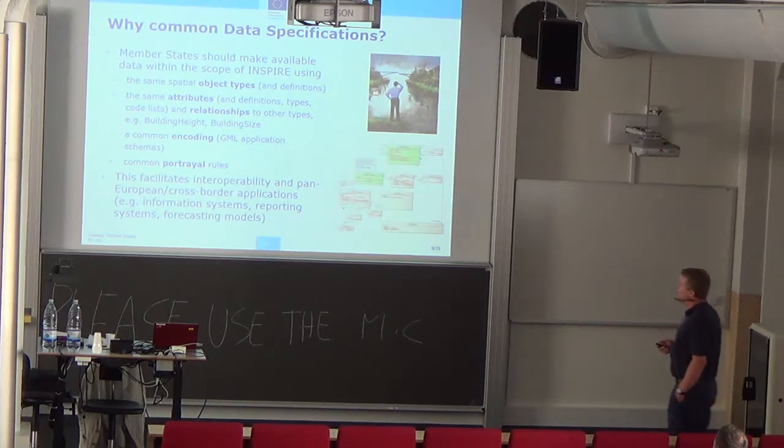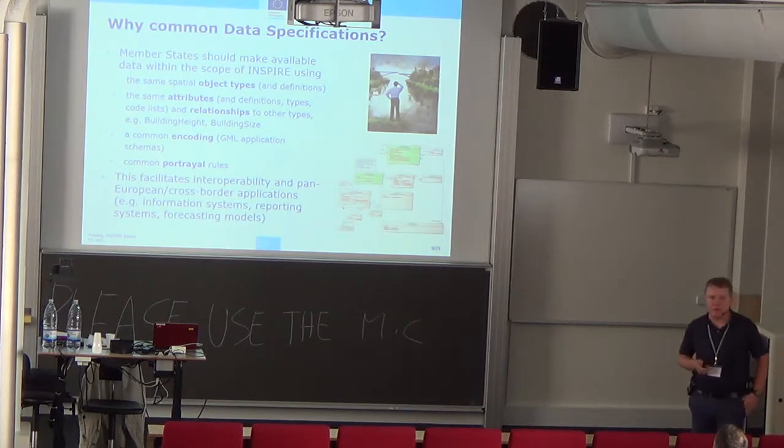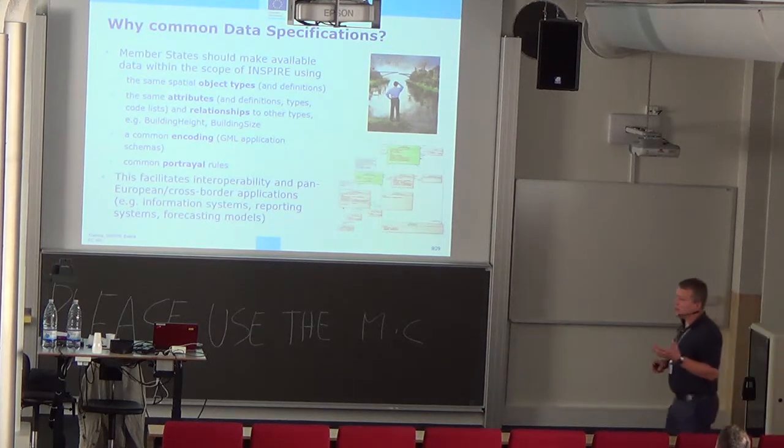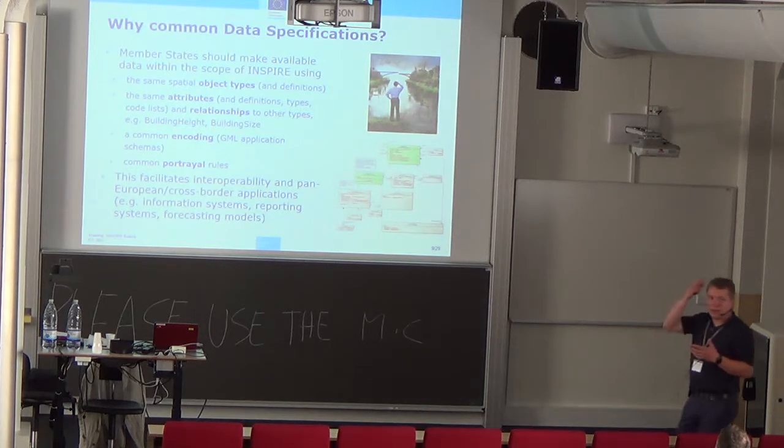The question is, why a common data specification? Why do we need a common data specification? I think it's very logical, because member states should make available data within the scope of Inspire using, first of all, the same spatial object types and definitions. This is important because usually in different countries we can have the same title or whatever, but the meaning can be very different.